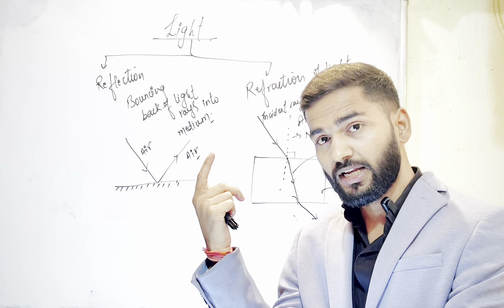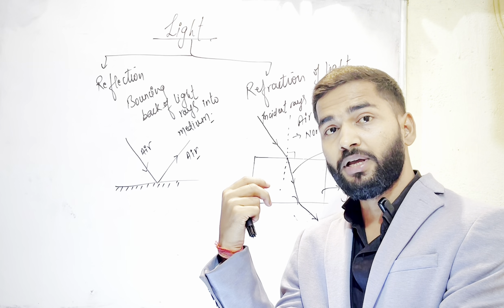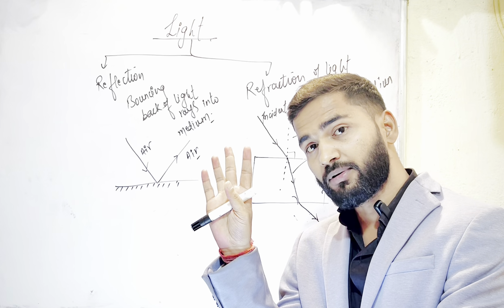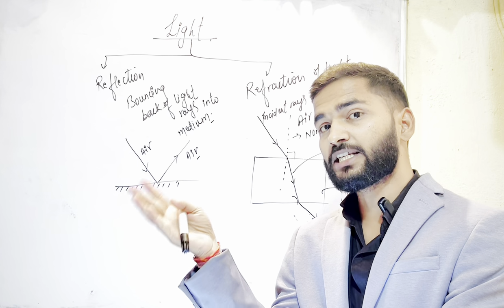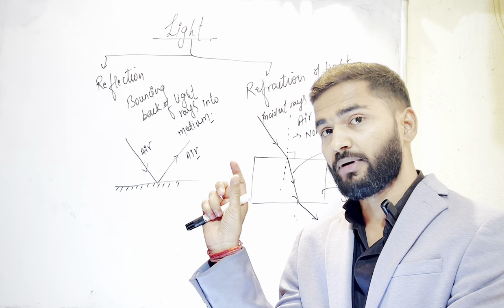And the definition of an electromagnetic wave means what? The wave which does not require a medium to travel from one place to another place. That is called an electromagnetic wave. That's why light is considered to be an electromagnetic wave.